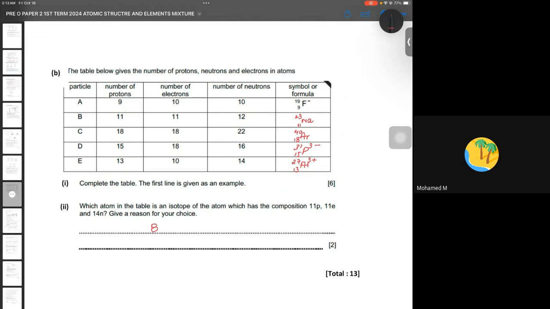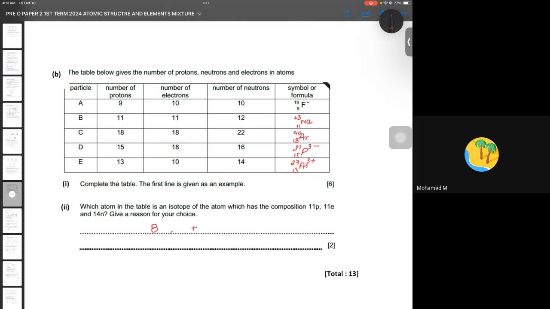Give a reason for your choice. They have the same proton number but different neutron number.